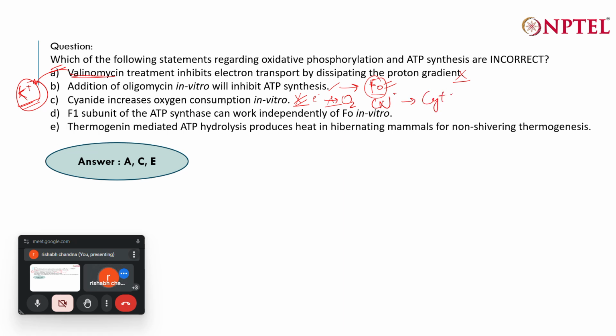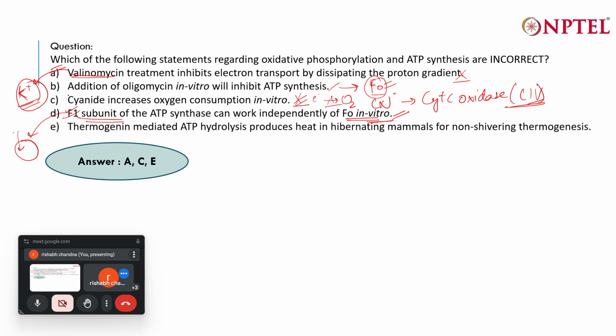the cyanide inhibits the cytochrome C oxidase, that is complex 4. So it will not be able to reduce the oxygen molecule, so the oxygen consumption will go down rather than increasing. So this is also false. Then F1 subunit of the ATP synthase can work independently of F0 in vitro. So this is actually correct because the F1 subunit requires only the energy to revolve, and that energy is supplied by the F naught molecule.